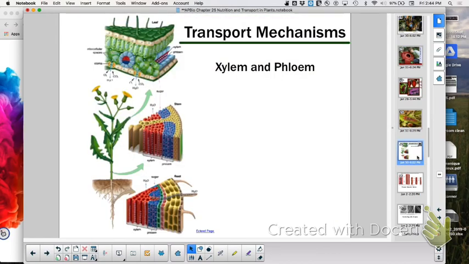So to move primarily water, and minerals, because that comes in through the roots, what would we use? What structure would you use? Xylem, right?